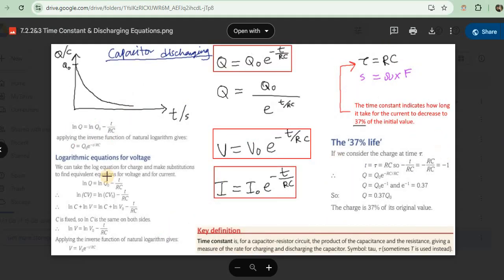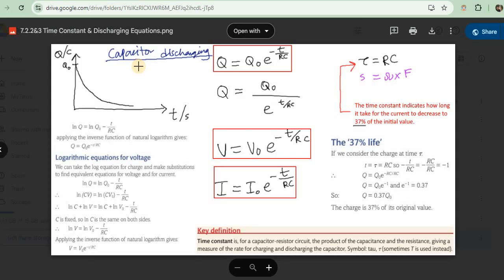Now let's go through this last slide here, capacitor discharging. Whenever you get a graph, I told you the first thing is you look at what the axes are. Here we have charge, here we have time. This is the initial charge, capacitor discharging. When it's discharging, it starts with the maximum charge and then the charge gradually decreases. Now why do we say the charge on one plate? Because if you consider both plates, they have an equal magnitude of charge, but opposite signs.